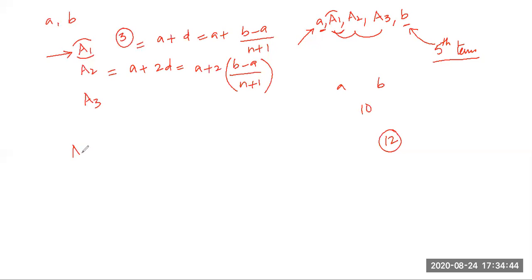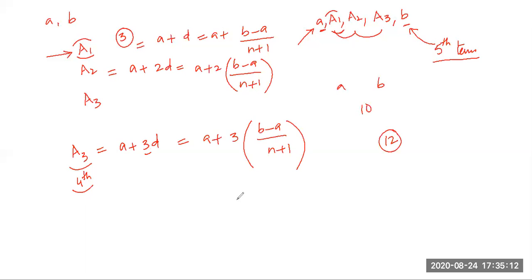And Ishma, what will be A3? First term plus, tell me. 3D. See, you students might get confused that the third term, 2, should come here, but actually it is the fourth term. That's why 3 is coming here. So this is equal to A plus 3 into B minus A divided by n plus 1. That's really great.